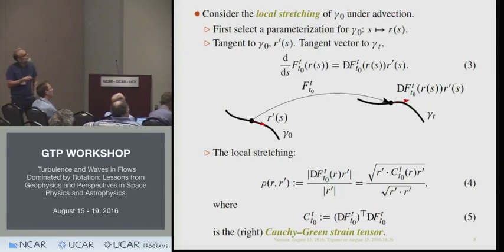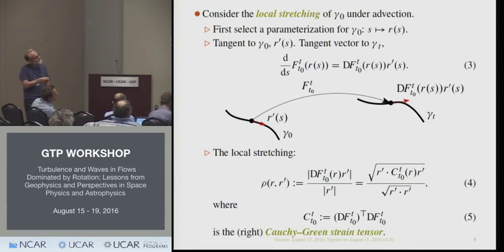We introduce the concept of local stretching. So we have to introduce a parameterization for the curve at time t0. This evolves under the flow map into a curve gamma t. So the tangent at a point of gamma 0 is the derivative, this vector, which is tangent to it.